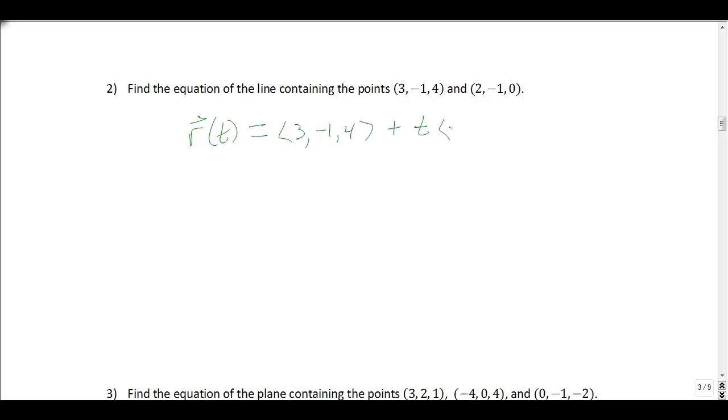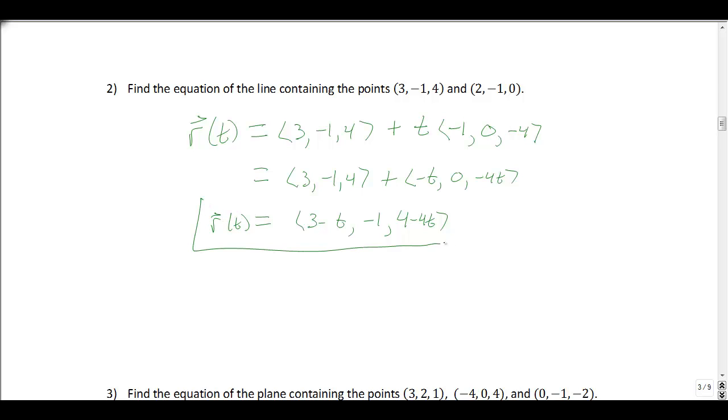So let's do 2 minus 3, that's -1, -1 minus -1 is 0. 0 minus 4 is -4. You could have subtracted in the other way. You could have used the other point here. When you put this all together, what you get, let's see, this is 3, -1, 4. When you distribute the t, you get -t, 0, -4t. You add component-wise, you get 3 minus t, -1, 4 minus 4t. So this is really your parametric equation for the line that contains these 2 points.